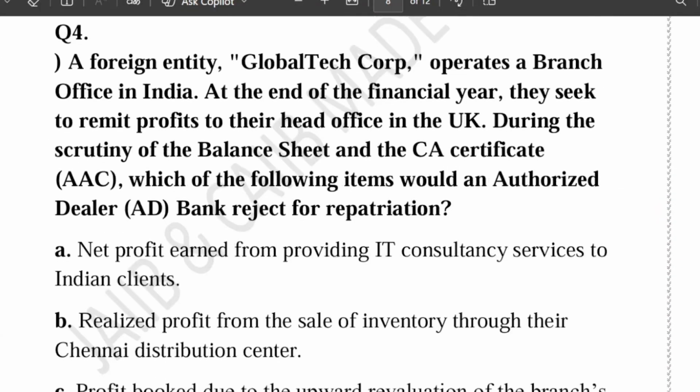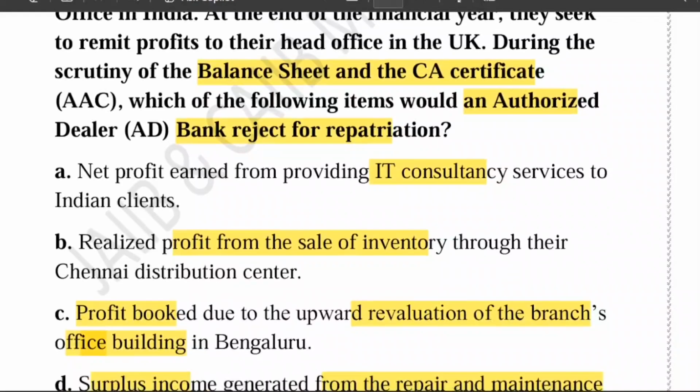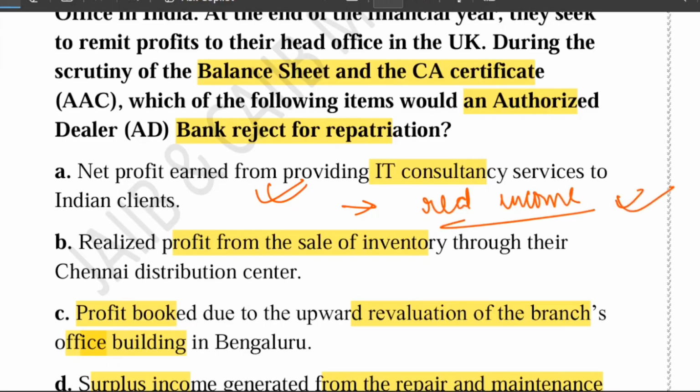Now friends, let's shift our focus to the next question. On scrutiny of the head office balance sheet and CA certificate, which item would an AD bank reject for repatriation? First, let's look at option A, IT consultancy. Yes, this is permitted, right? This is the core permitted activity, so this is the real income. They can repatriate. Option B is the sale of inventory.